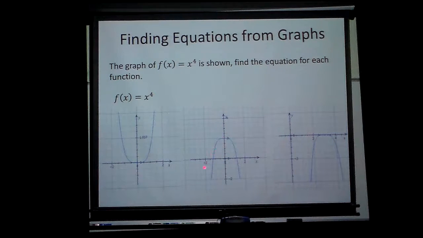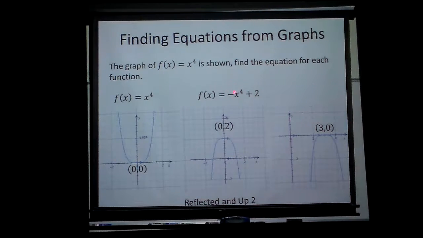Now notice, this one reflected, so I know it's negative. But notice the starting point is not at 0, 0, but what? 0, 2. So I believe what happens on this one, and that one is at 3, 0, just moved over here, but it is negative. So think about it. This one here, it reflected, so it's going to put a negative in front, and it also went up 2. But notice, the negative is only on the what? X to the fourth, because it's not down at negative 2 here.